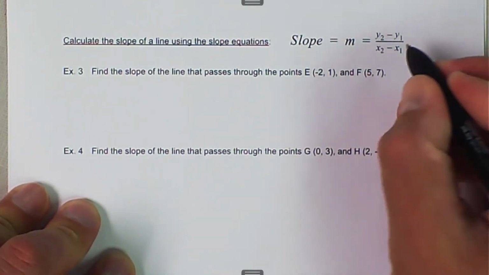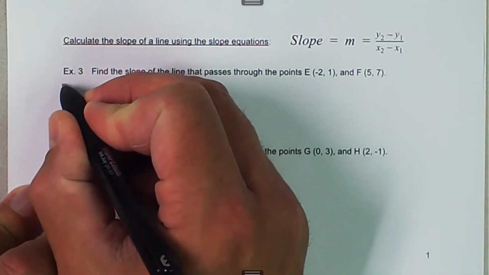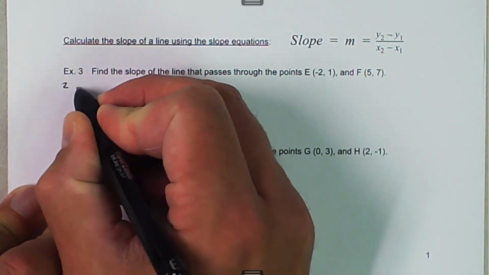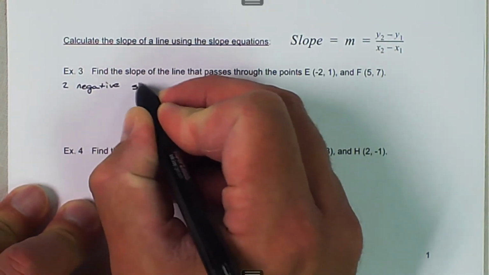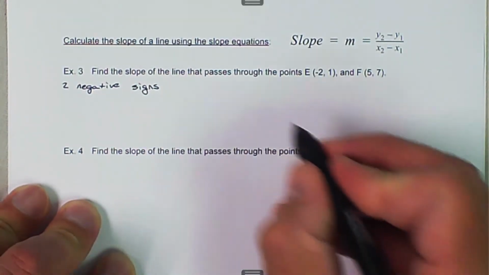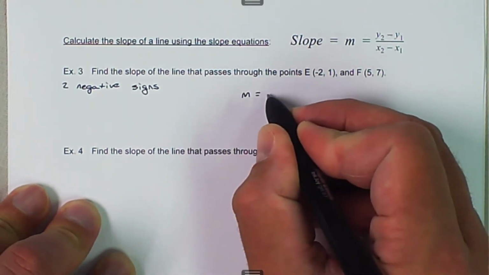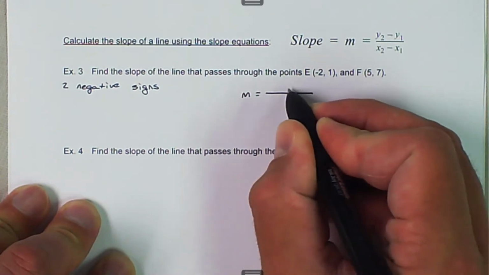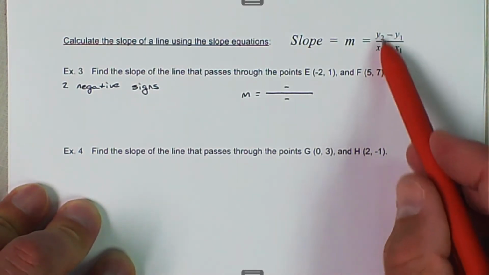The first thing that we want to pay attention to is the divide sign and the two minus signs. So two negative signs. And I always write this down first. So m is equal to, I put the divide sign and I always put the two negative signs. So that'll never change.